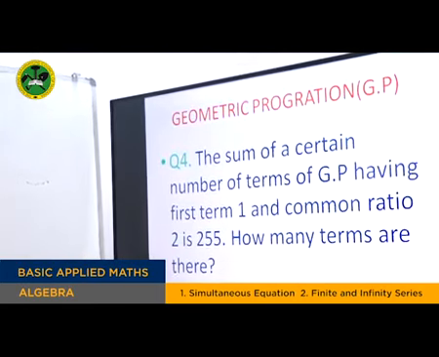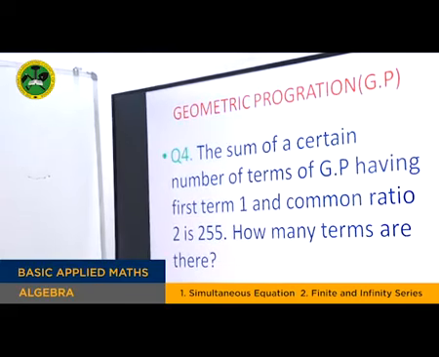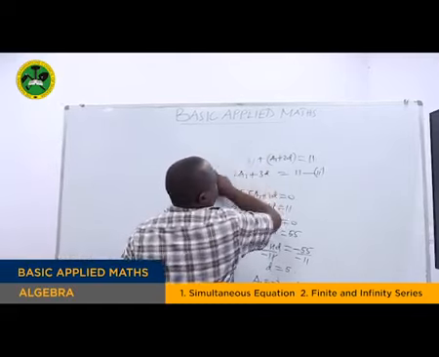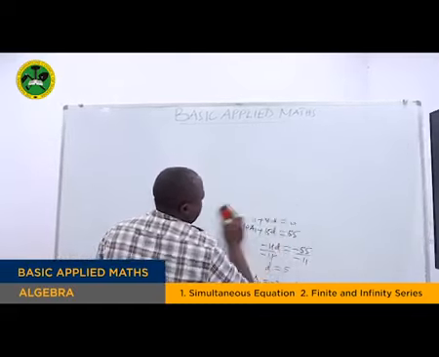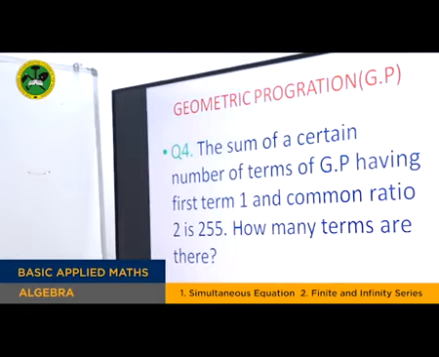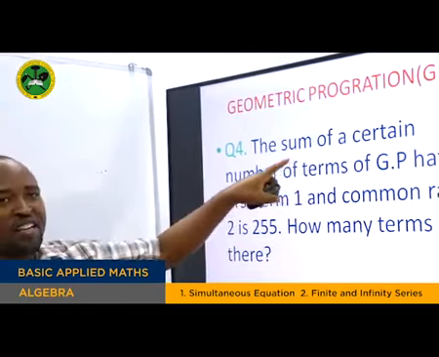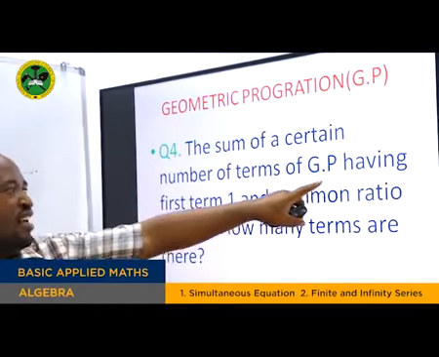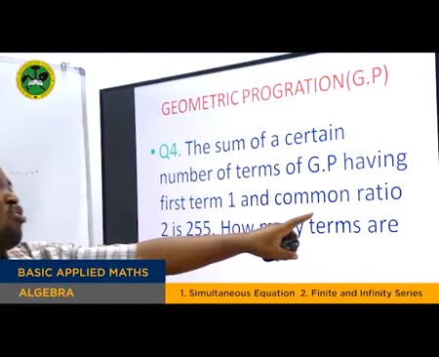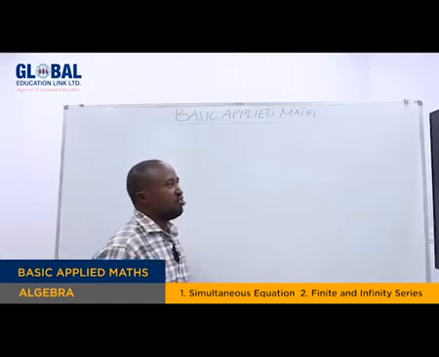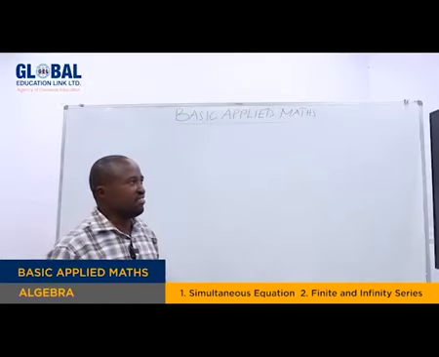Now, what about geometric progression? We have another review question for geometric progression. The question says, the sum of a certain number of terms of a GP having first term 1 and the common ratio 2 is 255. How many terms are there? That is our question. So remember, that is a geometric progression.